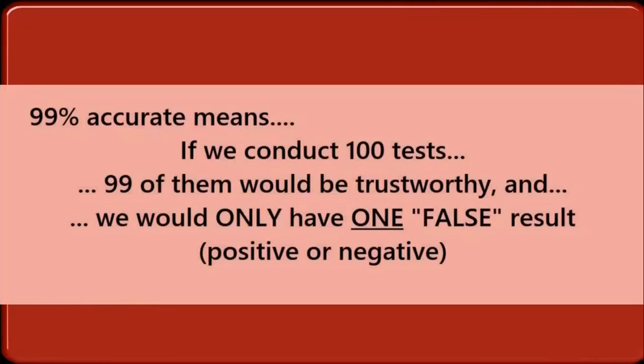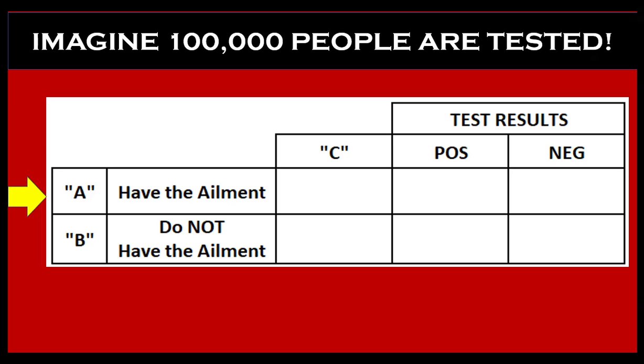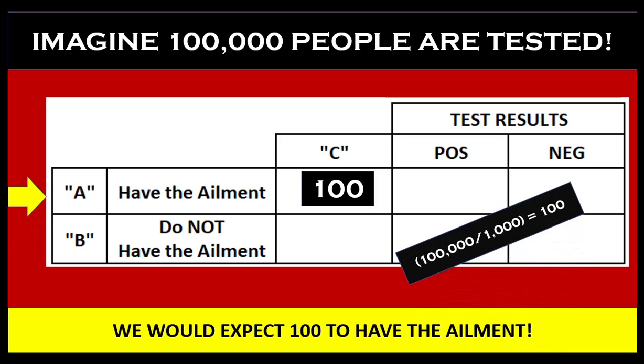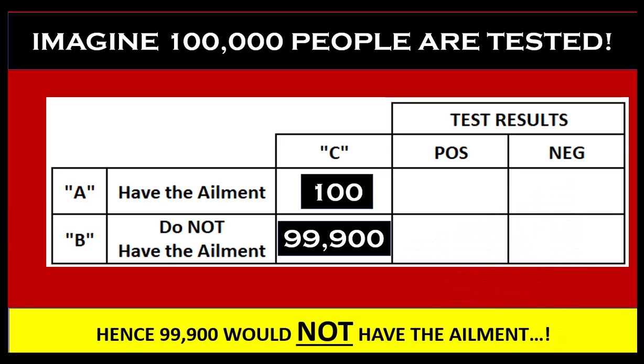Now 99% accurate means if we conduct 100 tests, 99 of the results would be trustworthy and we would only have 1 false result, positive or negative. So imagine 100,000 people are tested and we create a table. Row A is for those who have the ailments and row B is for those who do not have the ailments. Now we would expect 100 of these 100,000 people to have the ailments because it is 1 in 1,000. And hence 99,900 would not have the ailments.